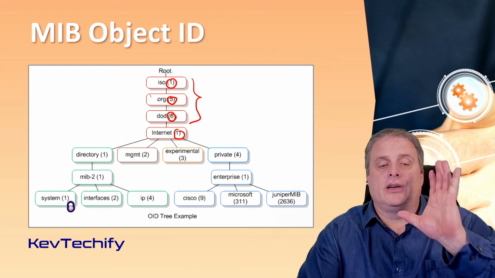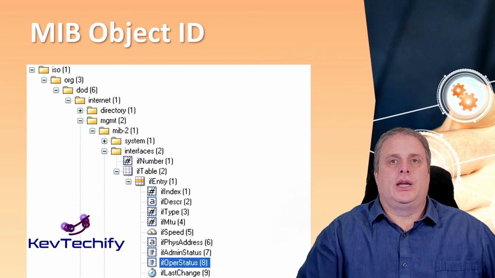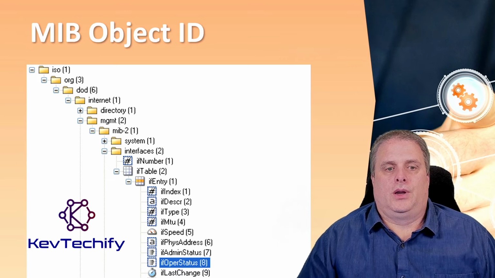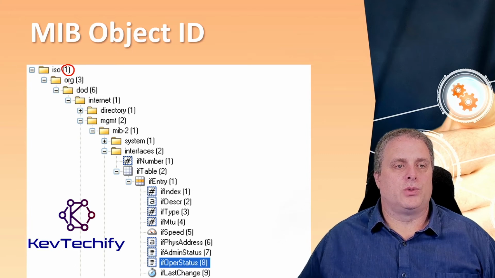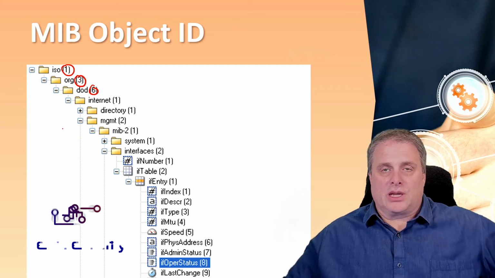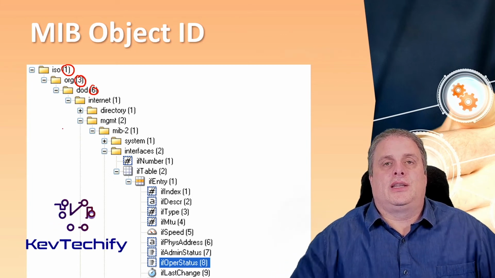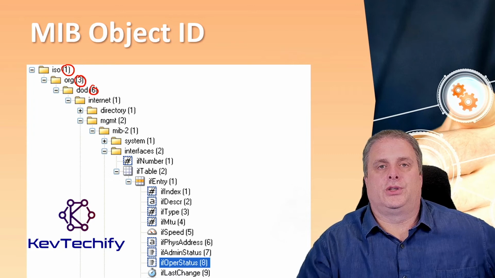Another way to see your object ID tree is a folder structure. Here's a folder structure. Once again, we are looking at the ISO where we're choosing the option 1 here. At the org level, we're doing 3 at the DoD. And so some people like visioning it this way as a folder structure.